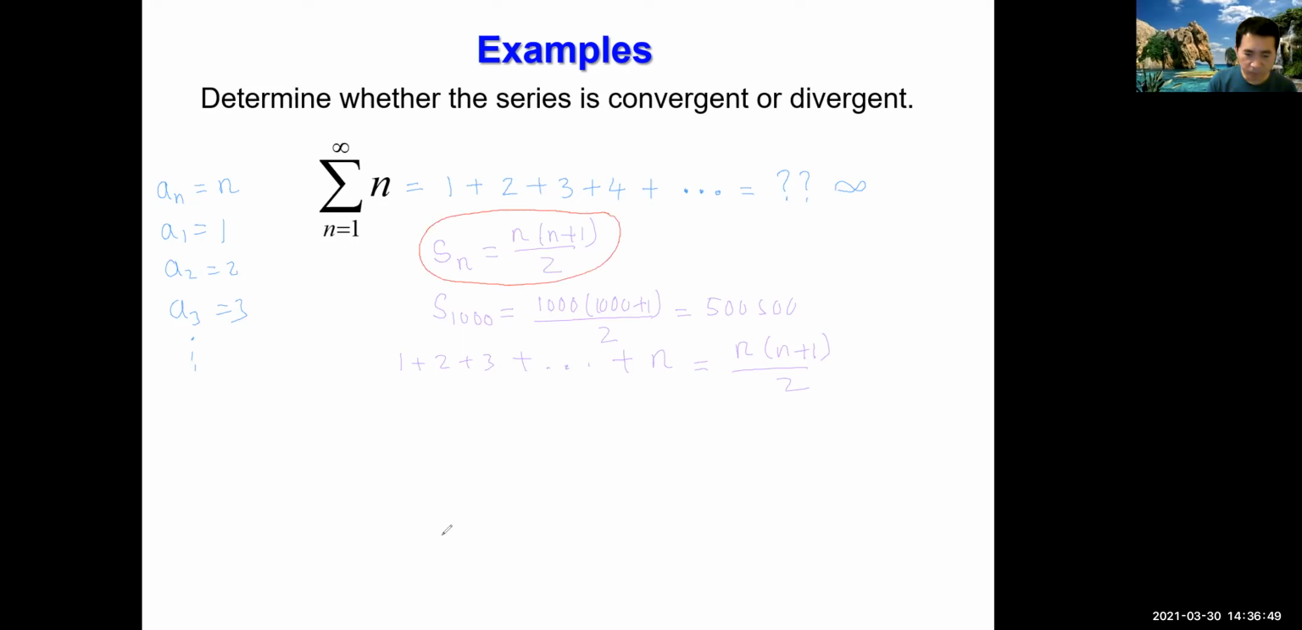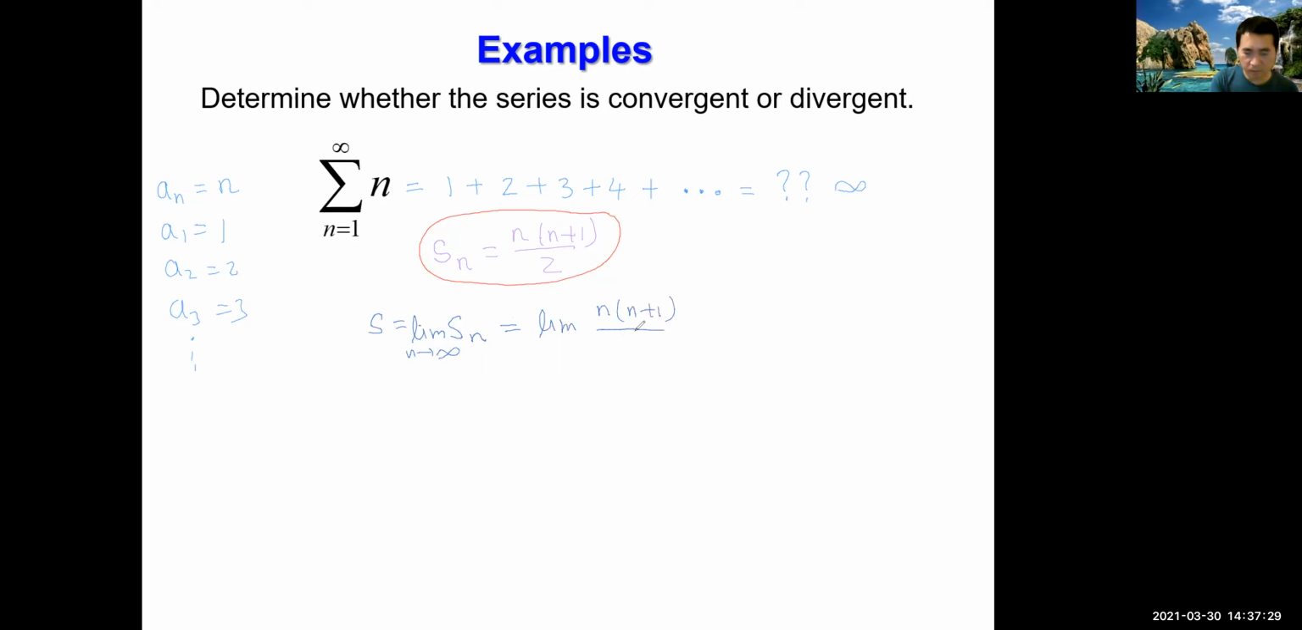Okay. Now, once I have the formula for the sum of the first n terms, I'm going to ask myself, what happens when n goes to infinity? So the sum is really the sum of the first n terms where n approaches infinity. In this case, since I have the formula, what do you think is the limit of this quantity when n goes to infinity?